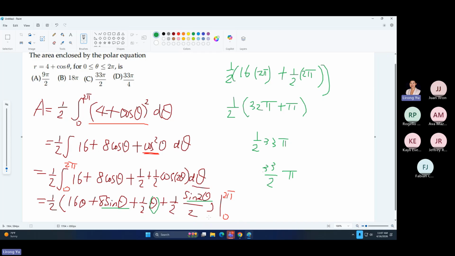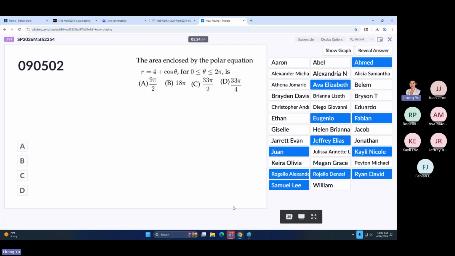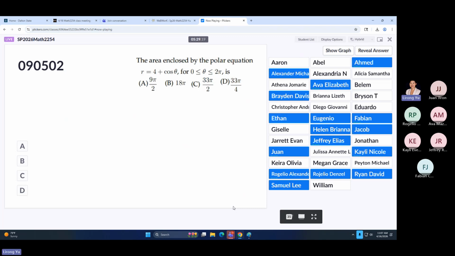So let's go back to the page, so I can report. This is an example on the area calculation. I think I recorded all your answers.